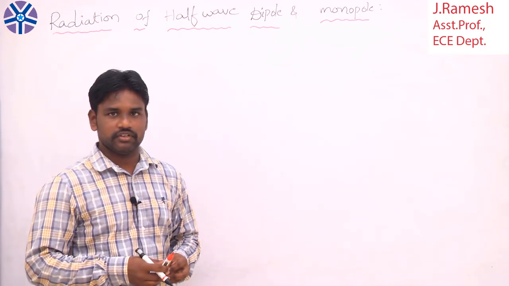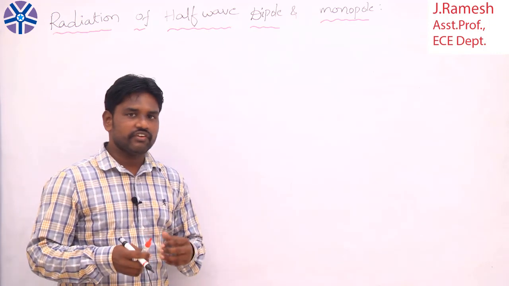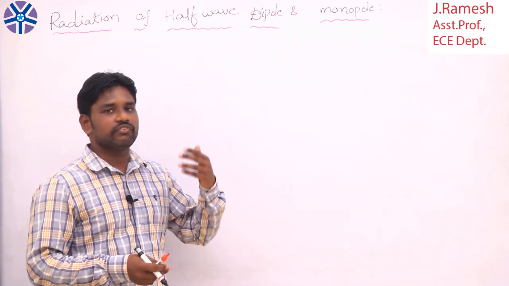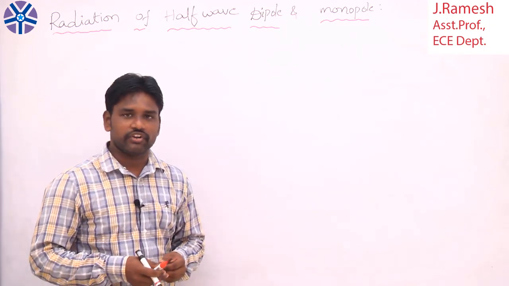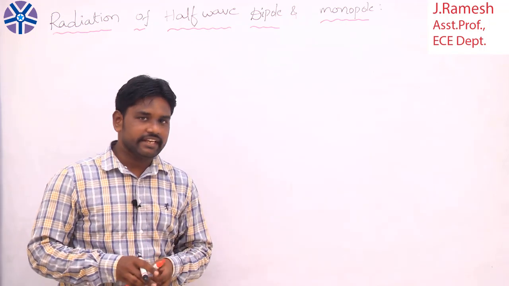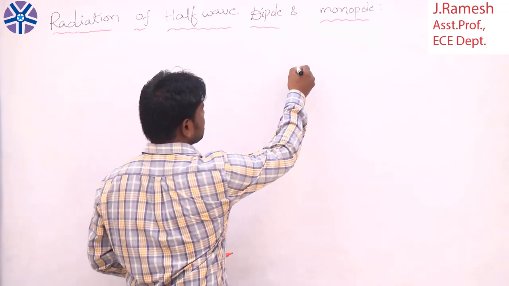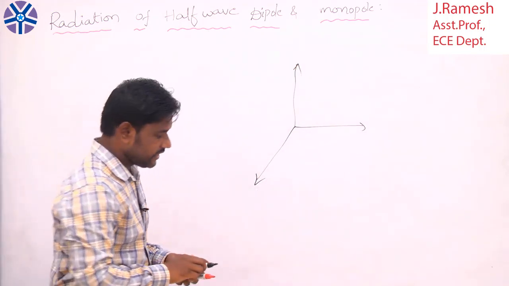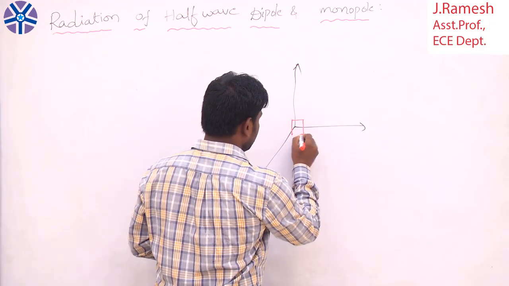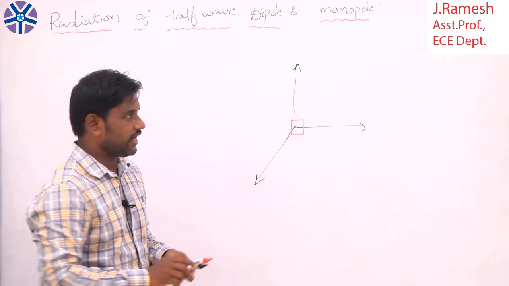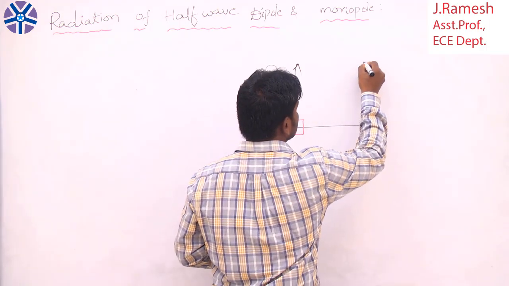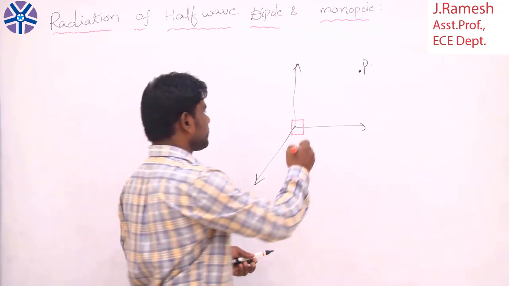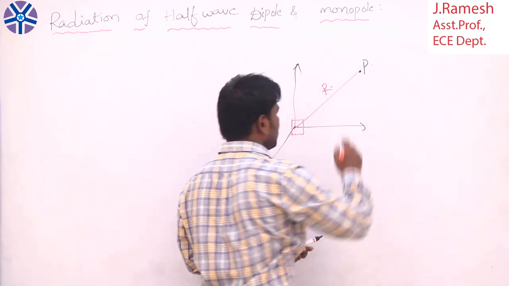So here my question is, whenever you derive every component for the Hertzian dipole, then why should we go for the half-wave dipole as well as the quarter-wave monopole? If you observe clearly, what I discussed in the previous class is that I simply took the spherical coordinate system. I placed one small element at the center of the spherical coordinate system, and initially I found the electric field components and magnetic field components at a far distance r.